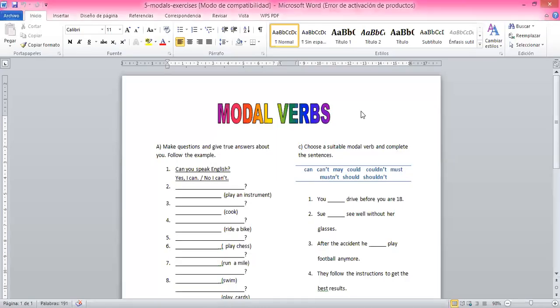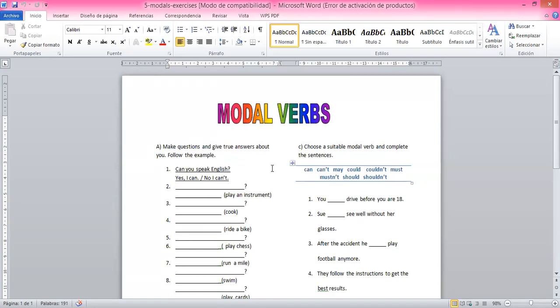Now we're gonna see some exercises. Can you see the new page, the new screen? Okay, here we have some examples, right? We have 3 activities. Letter A says, make questions and give true answers about you. Follow the examples. Can you speak English? Yes, I can. Or you can say, yes, I can, but just a little bit, right?